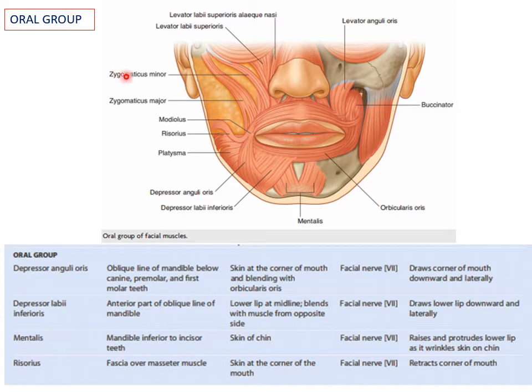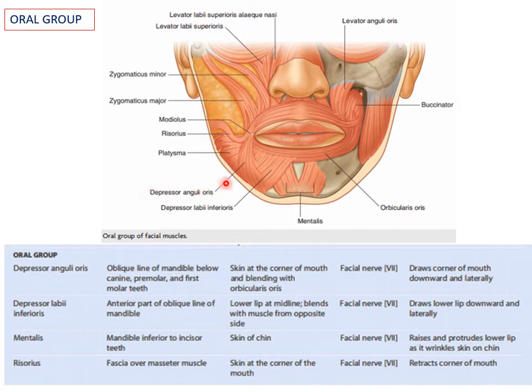The oral group has many muscles. First we will study these four muscles. The depressor anguli oris. This is the depressor anguli oris, and then the depressor labii inferioris, then the mentalis muscle, and the risorius muscle. This is the risorius muscle.